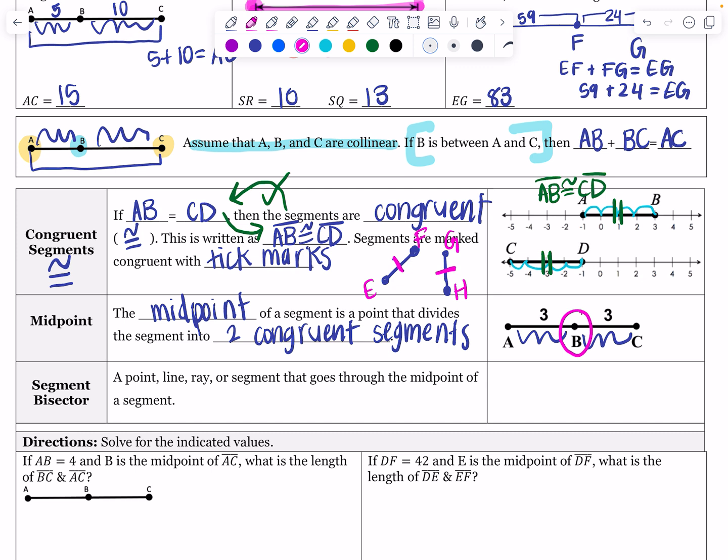All right, so what is a segment bisector? Bi means 2, sect means to cut, and so a point, line, ray, or segment that goes through the midpoint of a segment is a segment bisector. So like if I were to draw something going through point B, that would be a segment bisector. So it could be a point, a line, or a ray, whatever it is dividing the segment in half. So it's chopping it into 2 equal pieces.